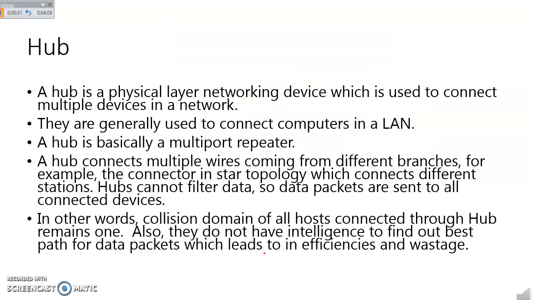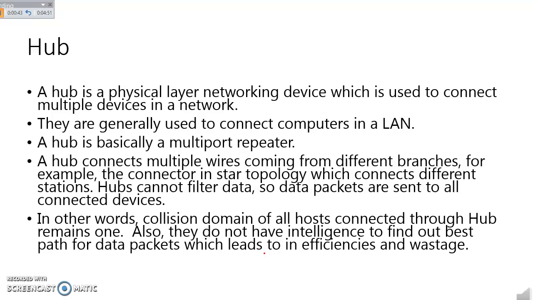The next computer network device is the hub. A hub is basically used on the physical layer, and is used to connect multiple devices in the network. Hubs are generally used to connect computers in a LAN, a local area network. A hub is basically a multi-port repeater, so it is also called a multi-port repeater. A hub connects multiple wires coming from different branches, for example, the connector in a star topology which connects the different stations.